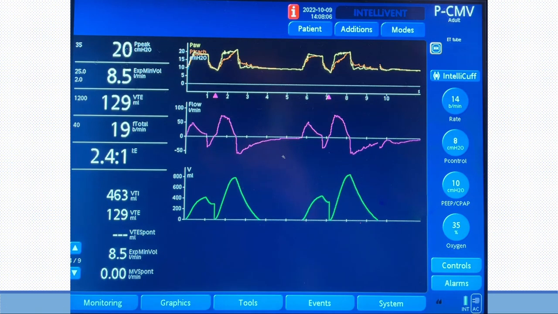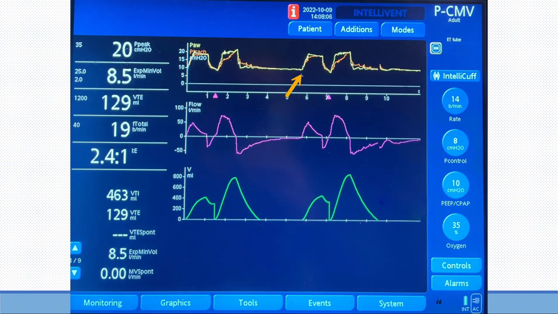Now, the second example here, you can see that this patient is on pressure control mode of ventilation. The rate is set at 14 per minute. The pressure is 8 centimeters of water above PEEP of 10. So take a look here. We have 2 breaths here and 2 breaths here. So look at these 2 breaths here.